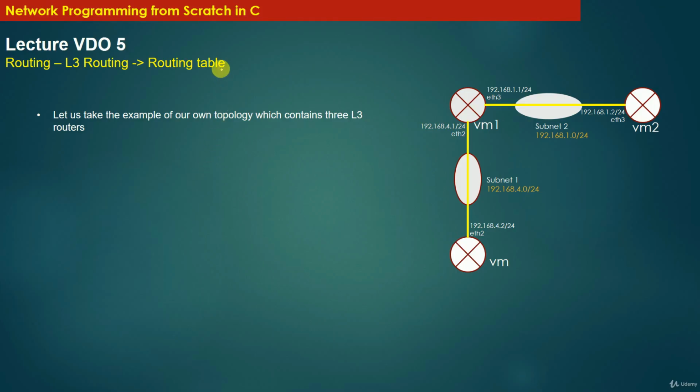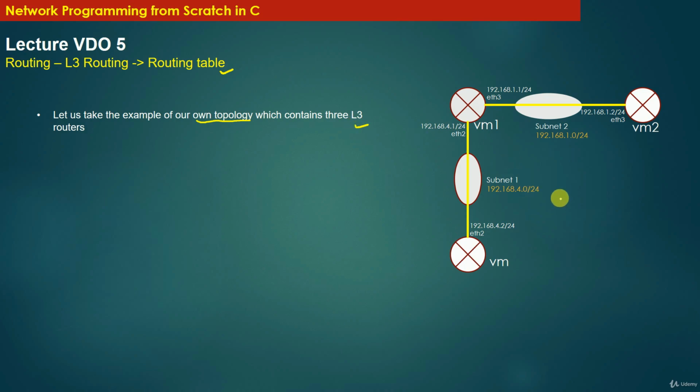So guys, going forward, now we will try to understand what exactly a routing table is. Why do we need a routing table and how does the routing table help in layer 3 routing? We will try to understand the concept of the routing table with the help of a simple example. So let us take the example of our own topology which contains 3 L3 routers.